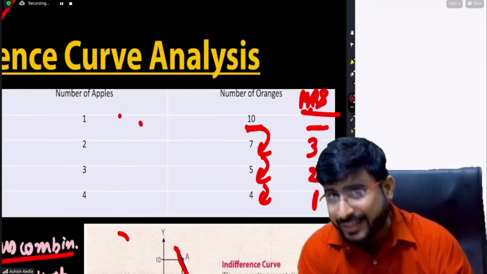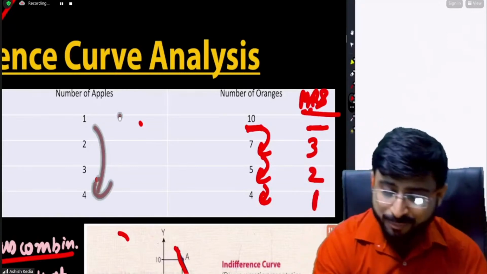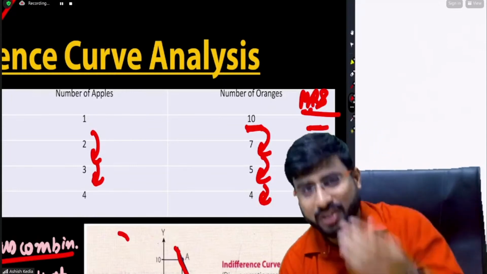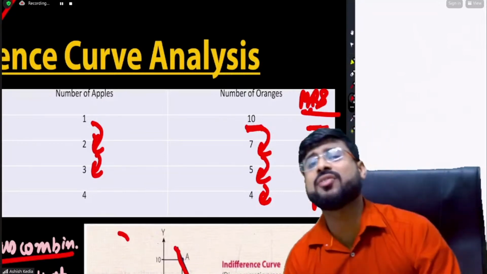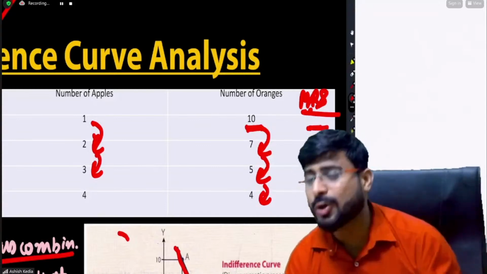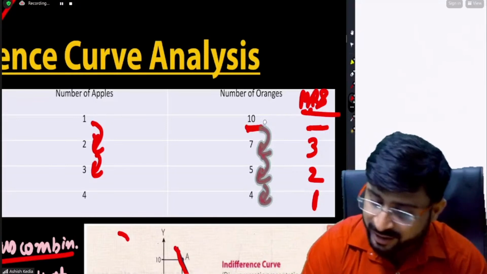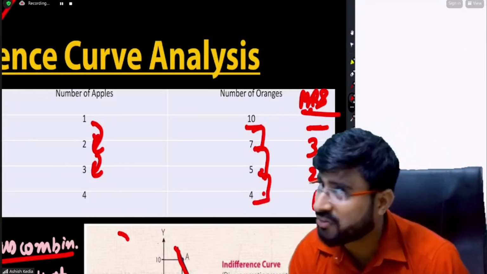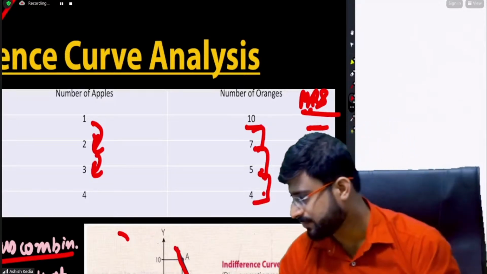The willingness to sacrifice will keep falling as you have more and more apples. You remember, as you have more and more of a commodity, the willingness to consume keeps falling. So as you have more and more apple, the willingness to sacrifice oranges in order to get apples keeps on falling. This is what law of diminishing marginal utility told us. Is it clear, everyone? This is why it is not the same. First 3, then 2, then 1. This is why the sacrifice is not constant because of law of diminishing marginal utility.